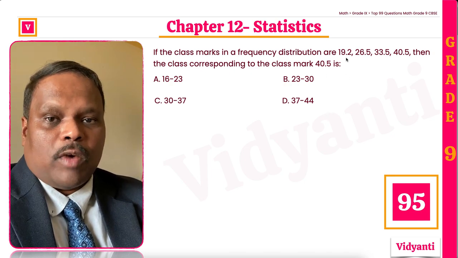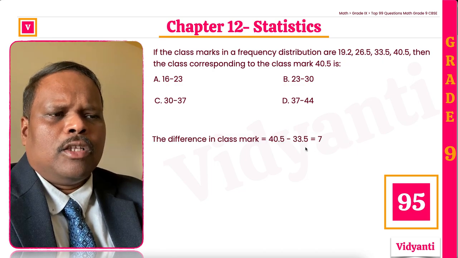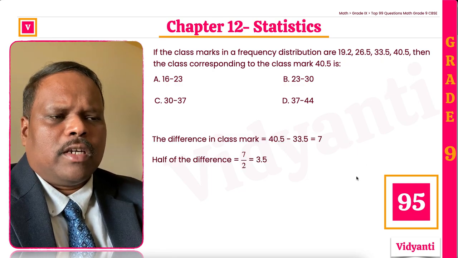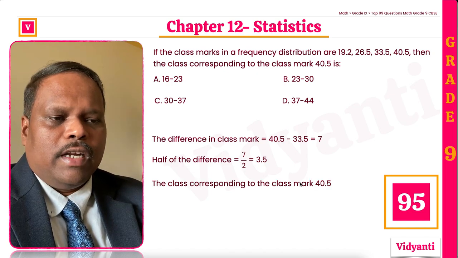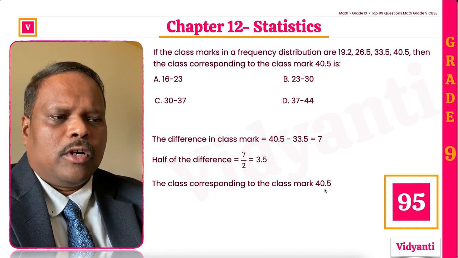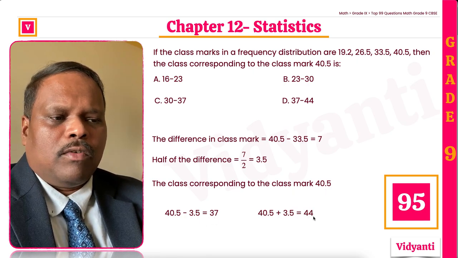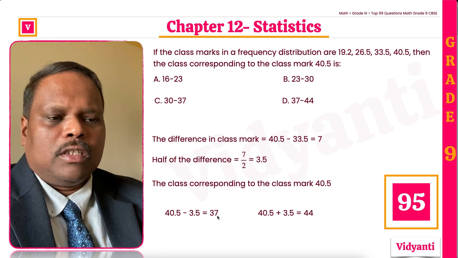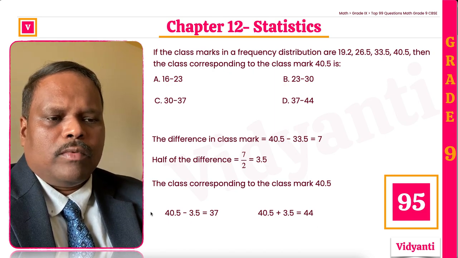These are the class marks, these are the midpoints. This should be 19.5. So the difference between class marks is 7. So we have to add half to the left and half to the right. So the class corresponding to the class mark will be 37 after doing the subtraction and 44 after doing the addition. So the class interval is 37 to 44, and the midpoint of that will be 40.5.